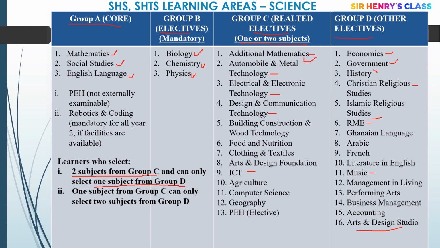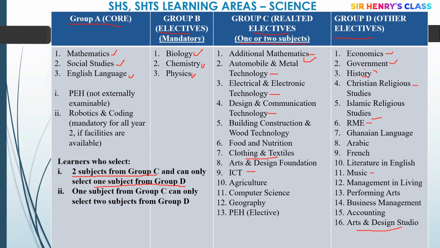All right. And on the contrary, if you choose only one from group C, let's say I choose only clothing and textile, then I have the chance to choose two from group D. It could be government and history. So this is how the allocations are done for science students.